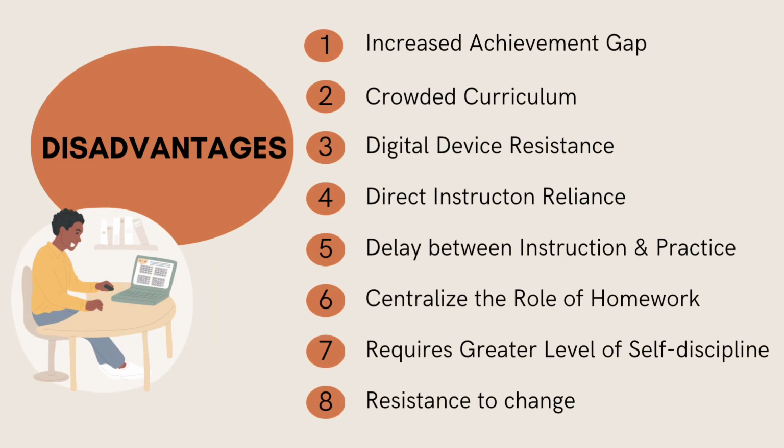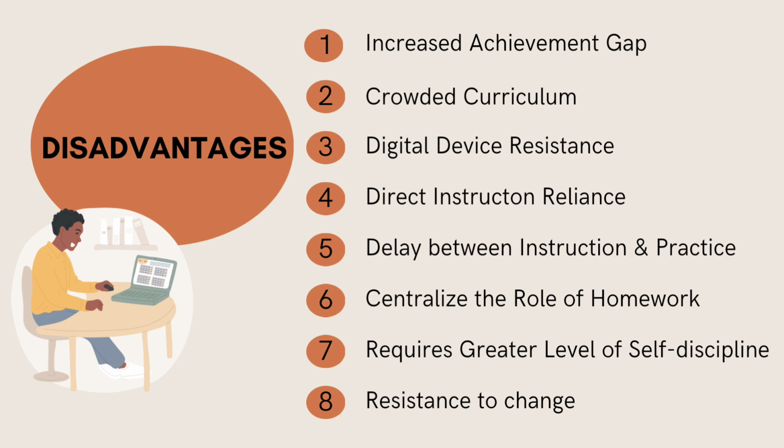And here are the disadvantages of flipped learning. First, increased achievement gap. An achievement gap may emerge if advanced students are allowed to go ahead at their own pace. There is an argument to be made for getting advanced students to slow down and take a teacher role to support slower students via peer instruction.